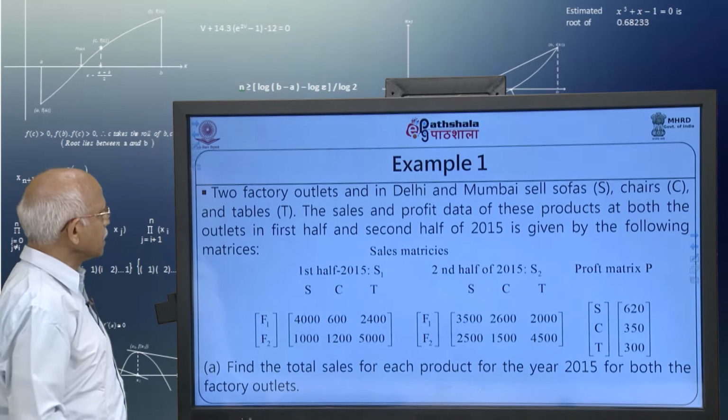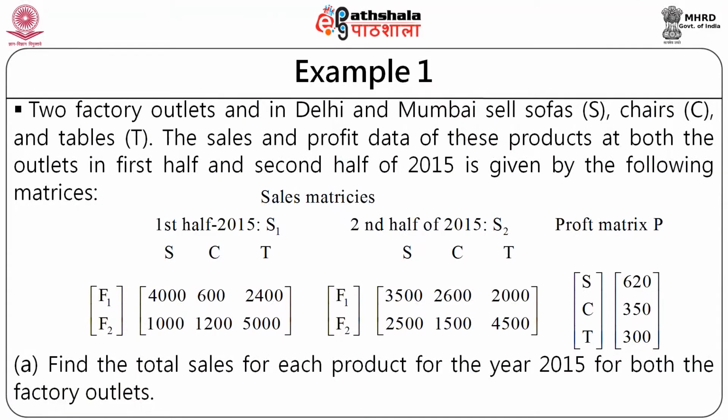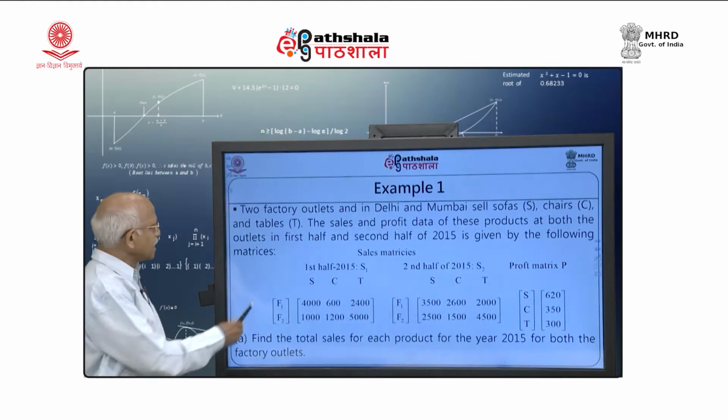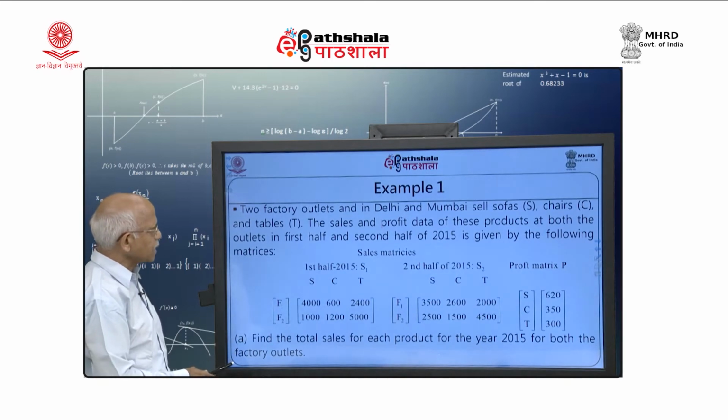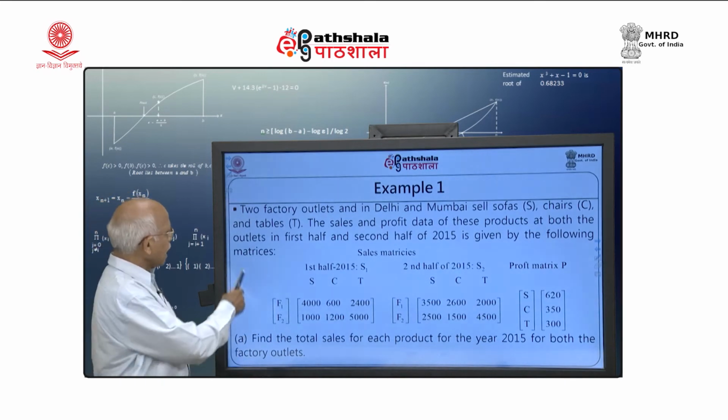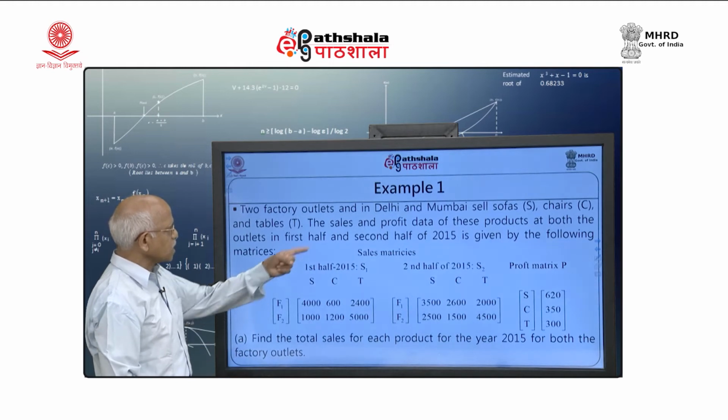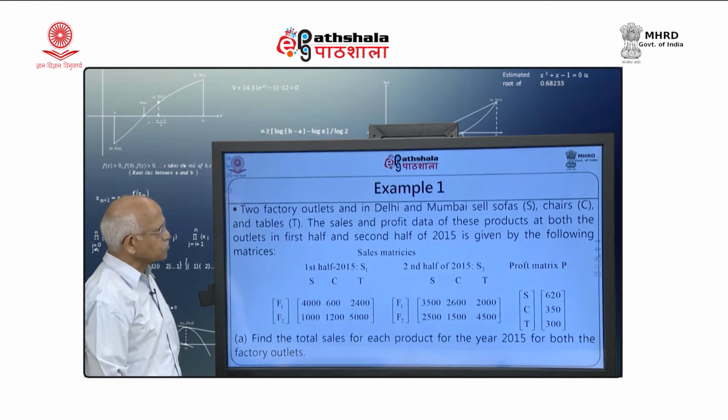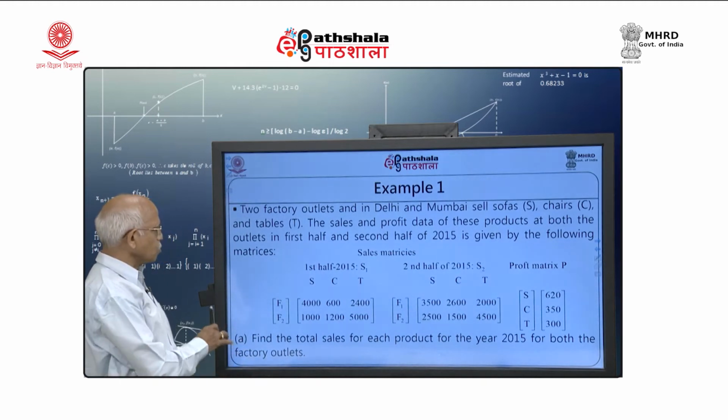For example, let us take example 1. What is the use of such matrices? I am just illustrating it by a simple example here. Two factory outlets in Delhi and Mumbai sell sofas, which I am denoting by S, chairs by C and tables by T. The sales and profit data of these products at both the outlets in the first half and second half of 2015 is given by the following matrices.